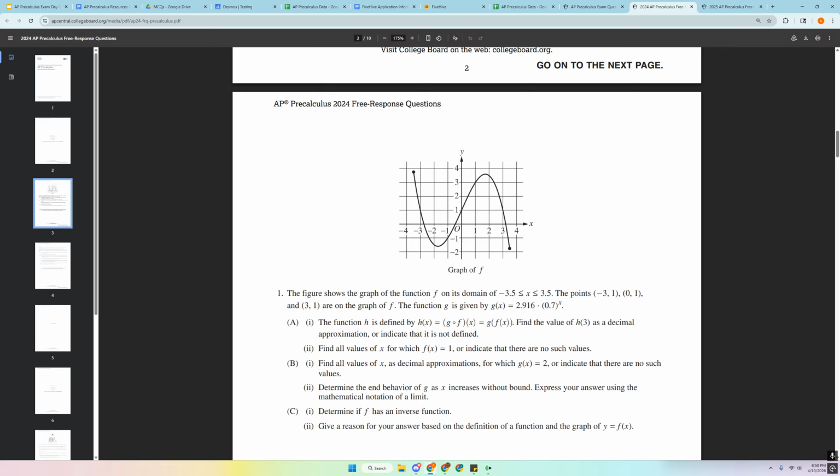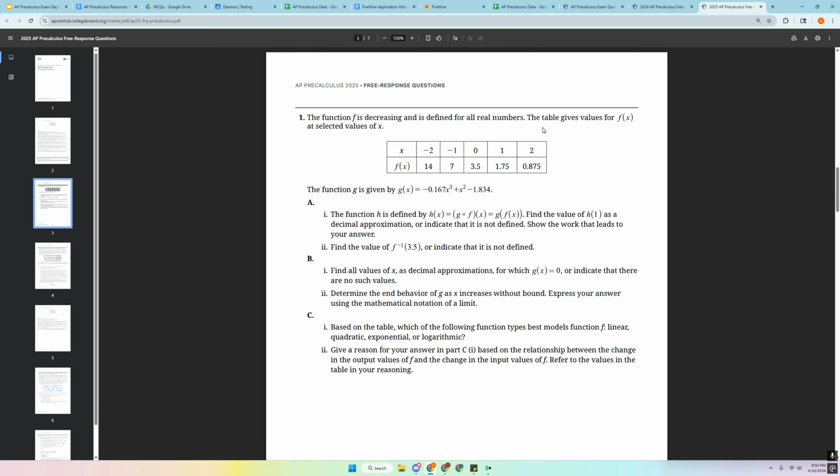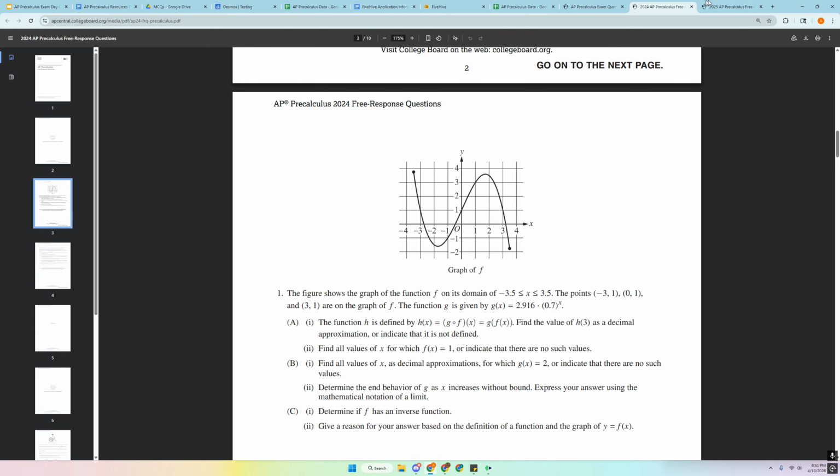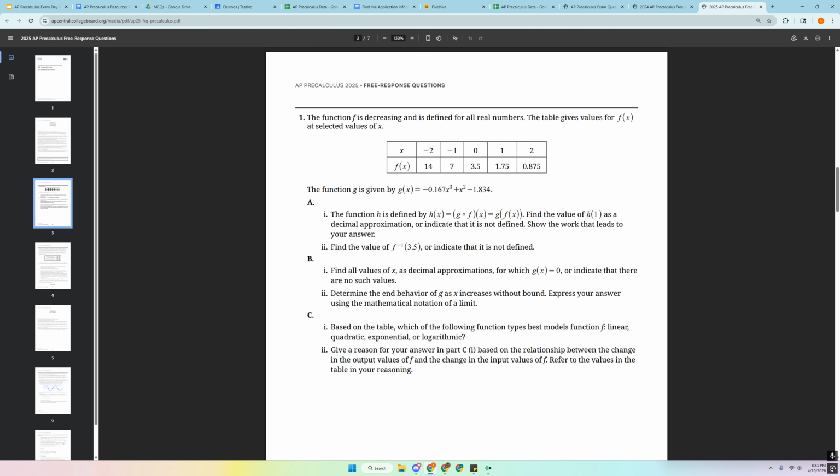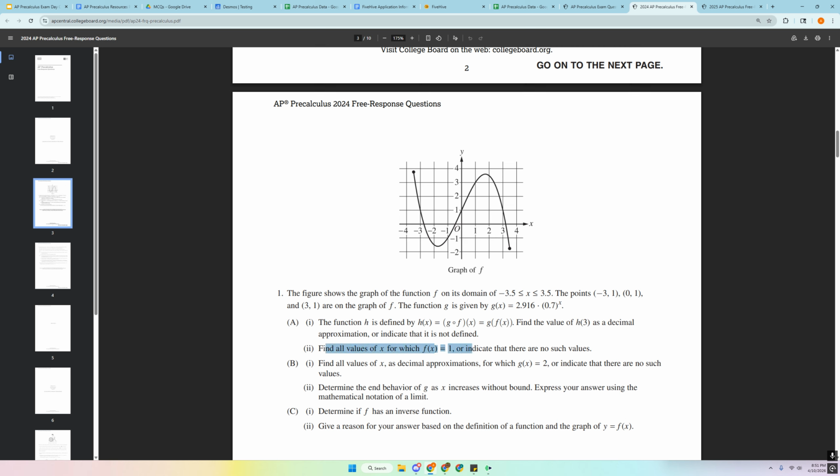And both parts of the first one are covering composition of functions. So plugging in one to find the other. And you do that same one and the other one. So that's always the first part of each FRQ. Second part is finding, for this one, an inverse. For 2025 it was finding the inverse of f of 3.5, which would be just 0. But for this one, it was finding values for which f of x equals 1. So you would just be putting a line here, y equals 1, and checking where it intersects f of x. So that would be at -3, 0, and 3.